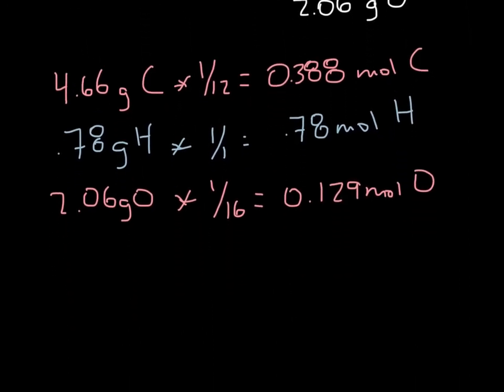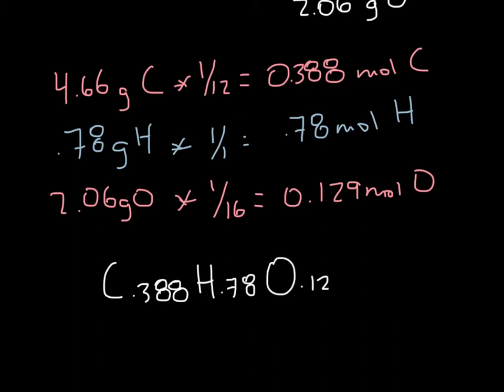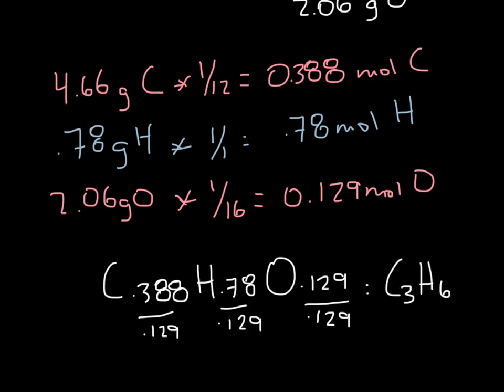Now I can take this information and I can write an empirical formula, C0.388, H0.78, and O0.129. That's a lowest ratio, but it's not whole number, so I'll divide by the smallest number in my formula and see what happens. 0.129 divided by 0.129, and this ratio simplifies to C3H6O.